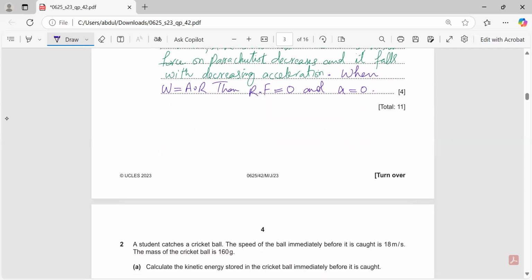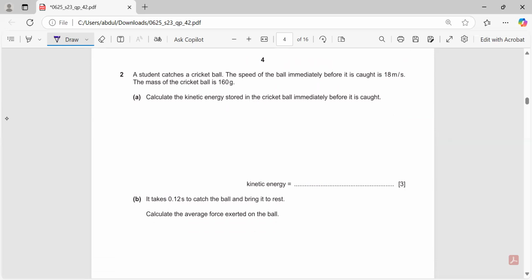Okay. Now the next question is, a student catches a cricket ball. The speed of the ball immediately before it is caught is 18 meters per second. So the initial speed is u, that is 18 meters per second. The mass of the cricket ball is 160 gram, so now it is 0.160 kilogram. Why kilogram? Because we need to use SI units when the speed is given in meters per second. So we cannot use mass in grams, it must be kilogram, which is also an SI unit.